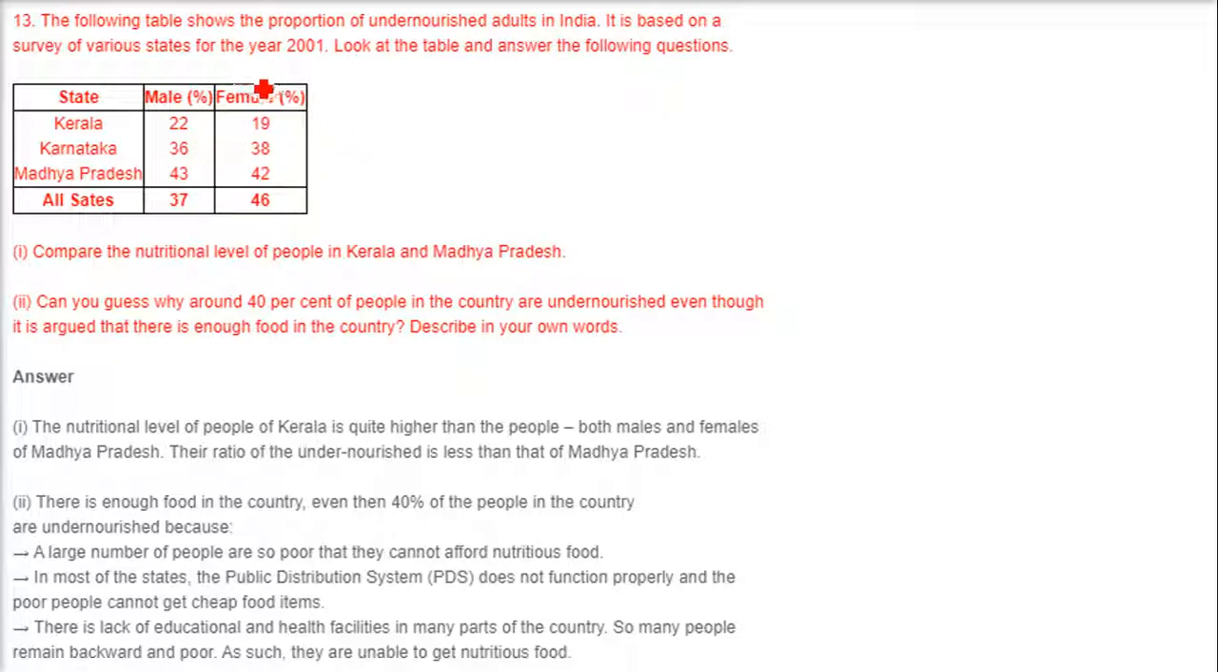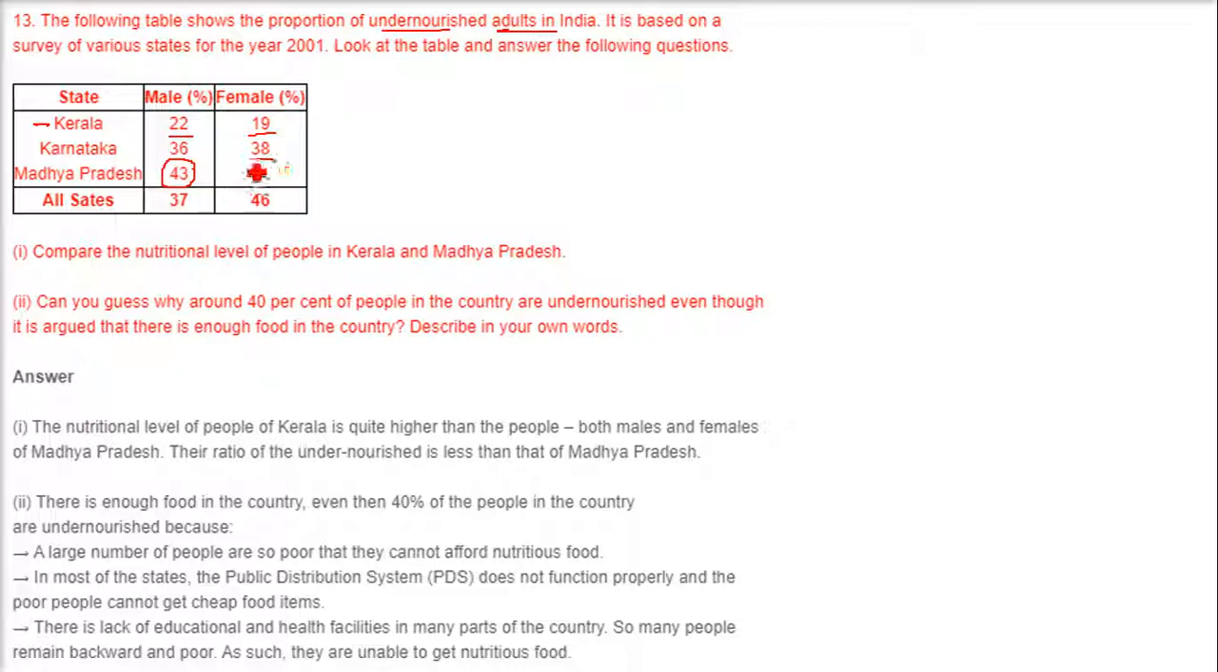The following table shows the proportion of undernourished adults in India, that is people who are not getting nutrients properly. It is based on the survey of various states for the year 2001. Look at the table and answer the following. Compare the nutritional level of people in Kerala and Madhya Pradesh. The nutritional level of people in Kerala is quite higher than Madhya Pradesh.